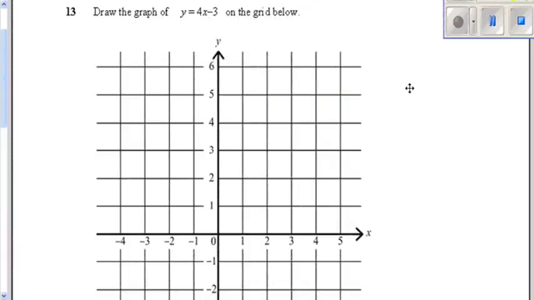Okay, here's question 13. You're going to draw a graph of y equals 4x minus 3. So you could stop the video, and if you could draw out a grid like that and just have a go at that one, and then we'll go through the solution in a moment.